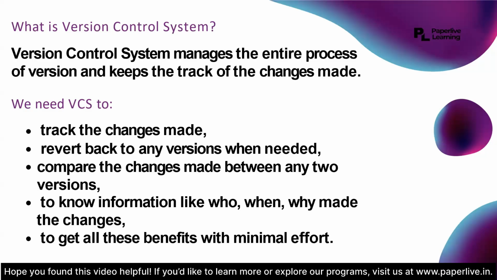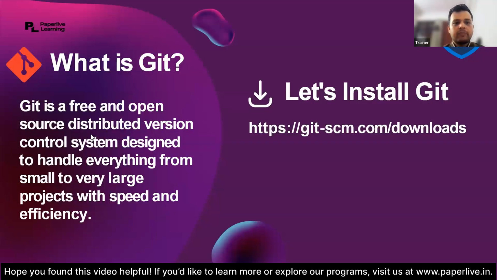Now, if we talk about the version control system, we understand what it is, right? Now we need to understand how we are going to implement it, right? There are different tools available in the market. With the use of those tools, you are going to implement the version control system. And out of these tools, Git is one of the most commonly used.